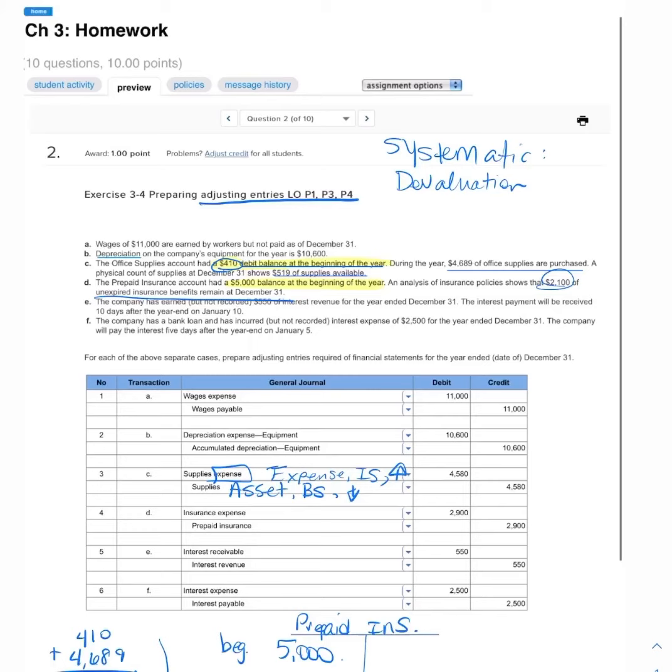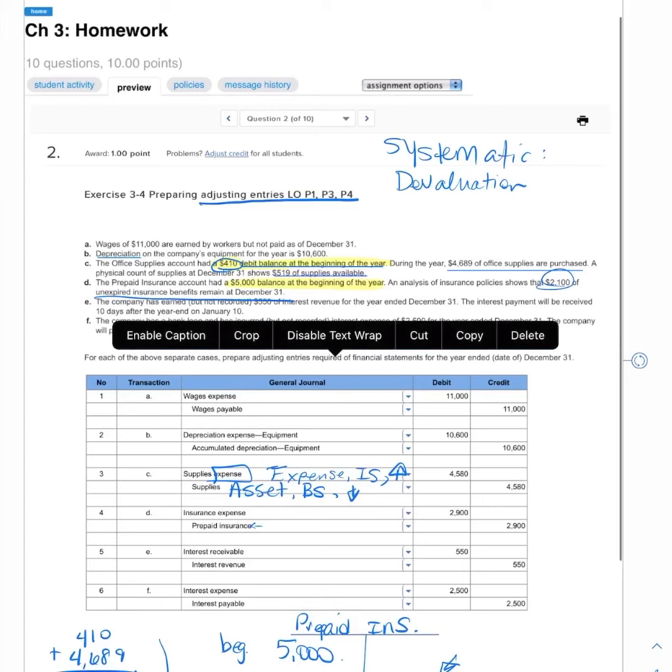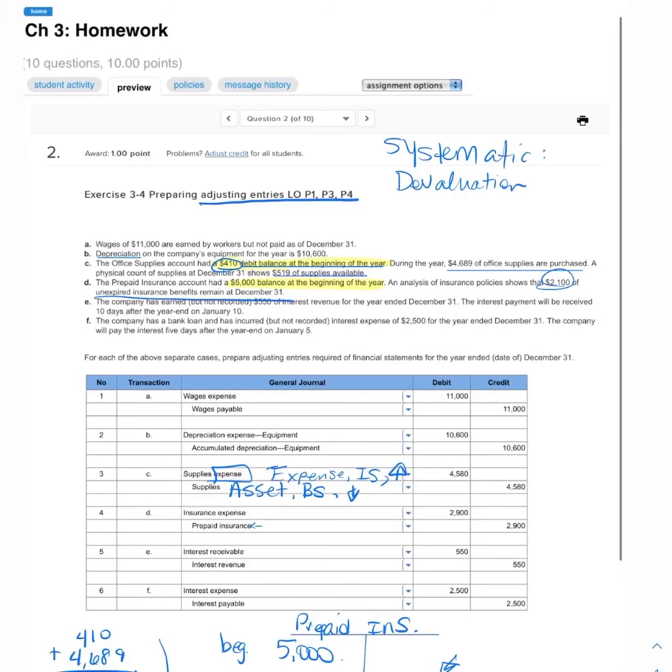So that tells me right away in my journal entry, my credit will be for $2,900 to the prepaid insurance account, which we see right here. Now, what type of account is prepaid insurance? Prepaid insurance is an asset. Assets go on the balance sheet, and since it is being credited, the asset balance is declining.